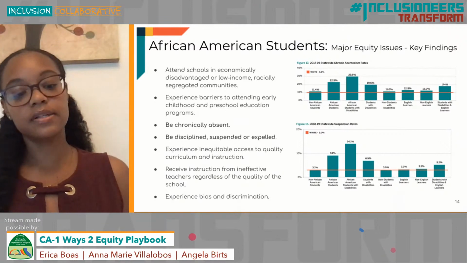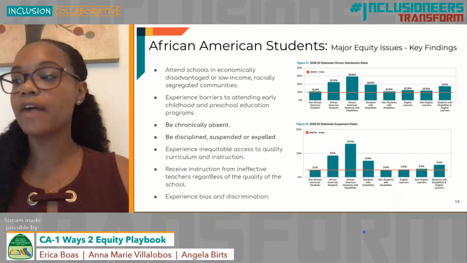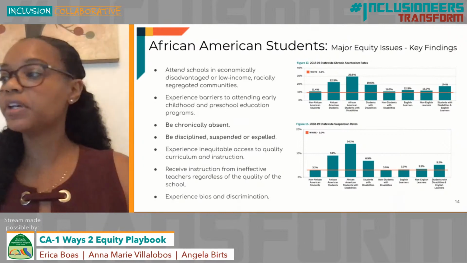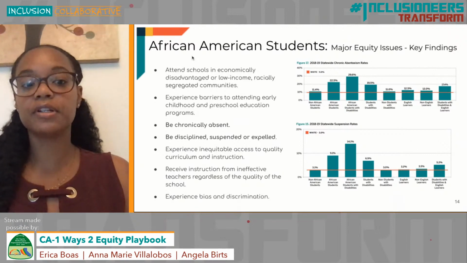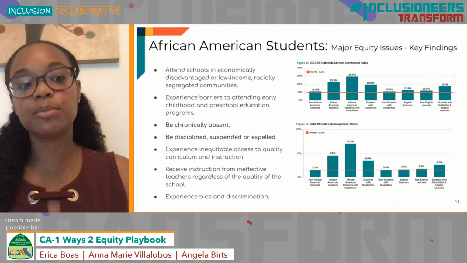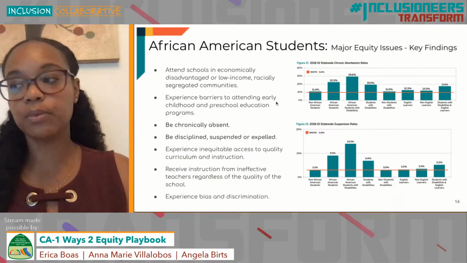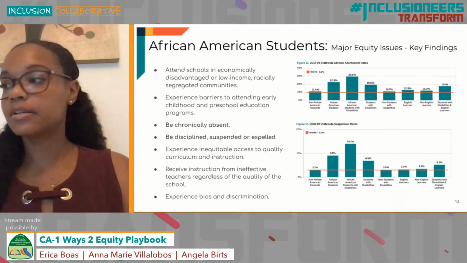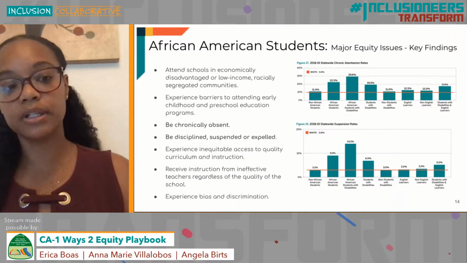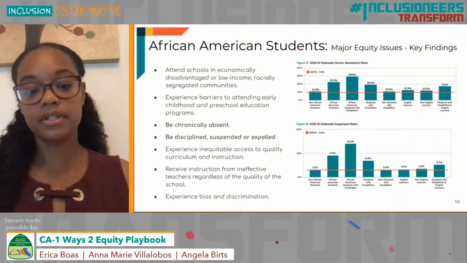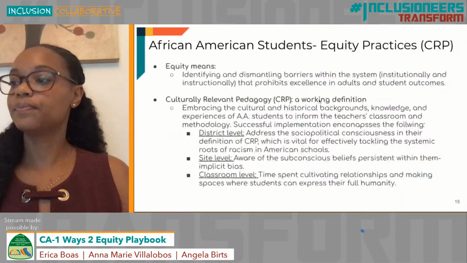The highest rates of chronic absenteeism in California, for example, are experienced by students who are African American. If you look at the figure 17 there, it shows what those rates are for African American students, as well as African American students with disabilities, where that number is slightly higher. Similarly, the rate for student suspension and expulsion is high for African American students, and that number is exacerbated for African American students with disabilities.